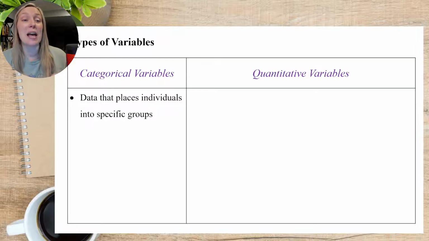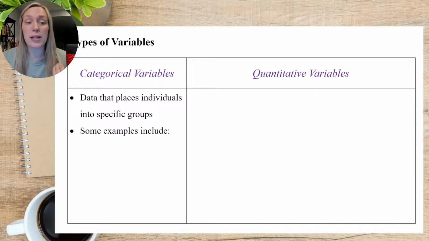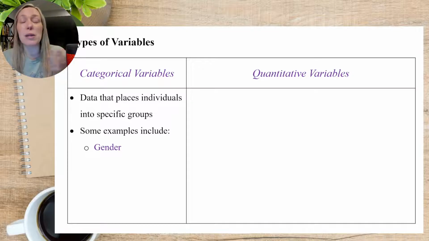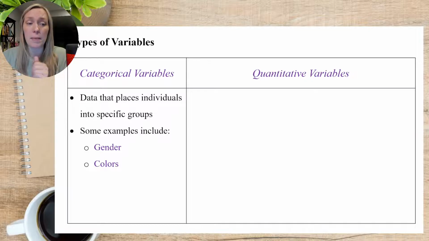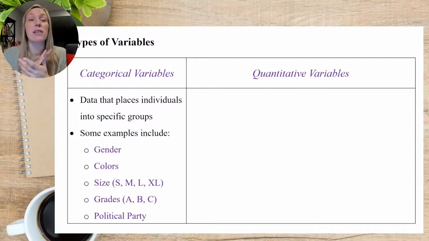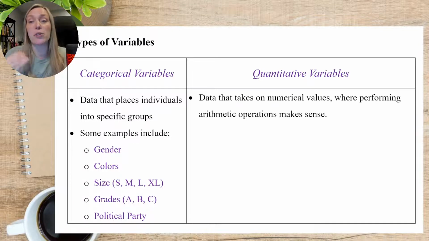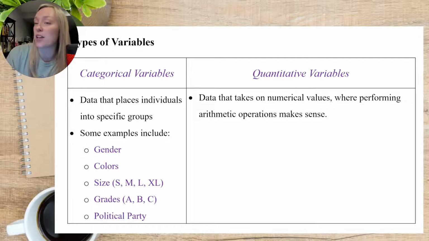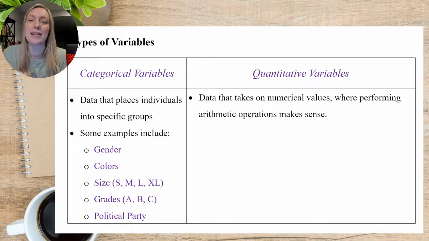Categorical variables are data that places individuals into groups. Some examples of categorical variables include gender, where whether it's people, animals, etc., you can be put into different classes of gender. Colors, different colors, sizes, grades, political parties, all of these are categorical variables because they all have groupings that you can place individuals into. Now, quantitative variables are data that take on numerical values, so we can perform arithmetic operations on them and it makes sense, like finding an average, finding a min, finding a max, etc.